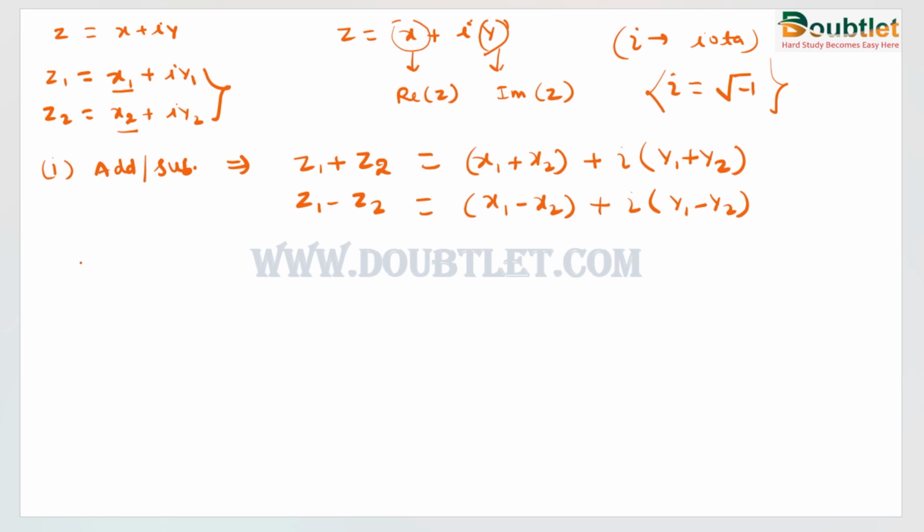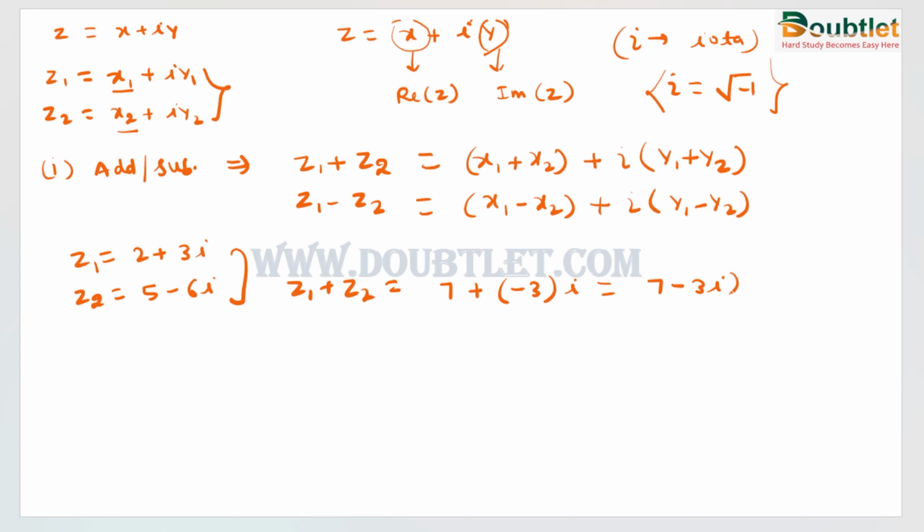So we can take a real example. Suppose z1 is 2 plus 3 iota and z2 is 5 minus 6 iota. If we need to add these numbers, then we add the real parts: 2 plus 5 becomes 7, plus we need to add the imaginary parts, 3 plus minus 6, so it becomes minus 3 iota. We can write this as 7 minus 3 iota. This is the addition of z1 plus z2. Similarly, we can perform subtraction also, but in subtraction, you have to take care of the negative symbol. The second operation, we know that in arithmetic we study multiplication.